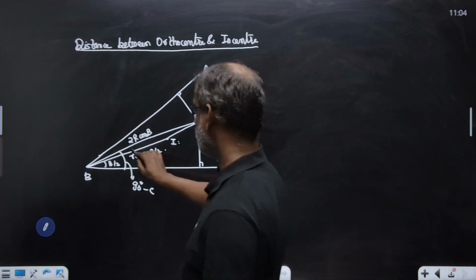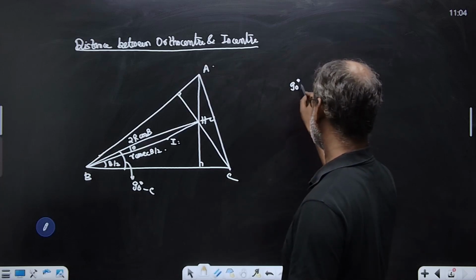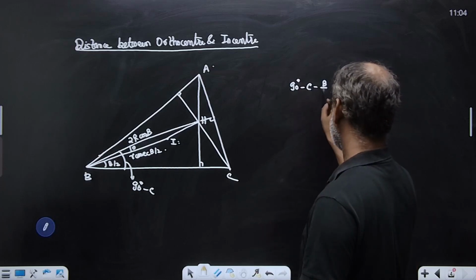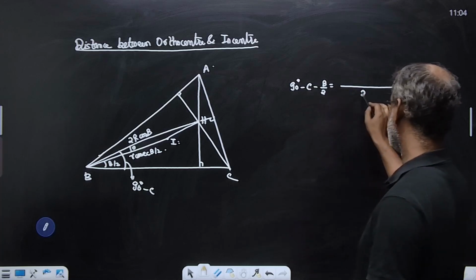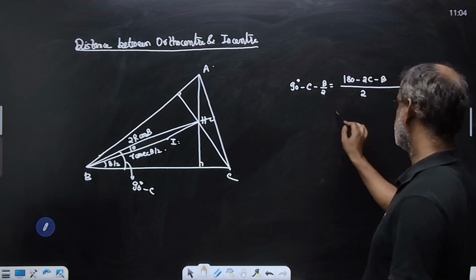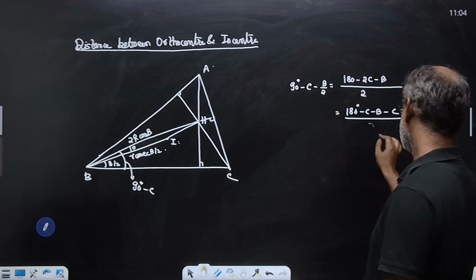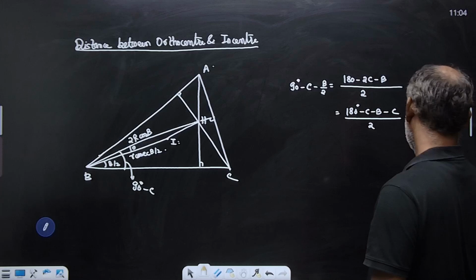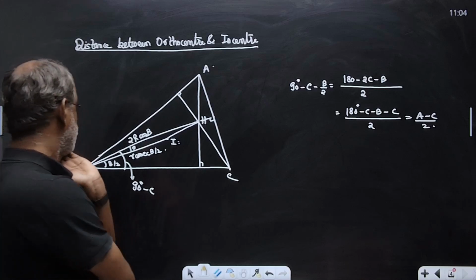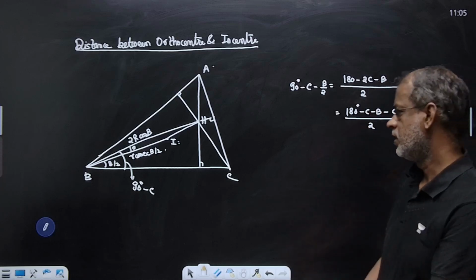So angle theta is 90 minus C minus B by 2. So this is 180 minus 2C minus B over 2. This is A minus C by 2, isn't it? So we know all the requisite things. Now we will apply the formula.